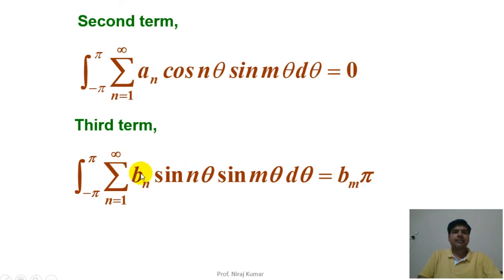The third term is bn sin n theta sin m theta d theta, which will be equal to bm pi, because for different values of n and m, the integration will be 0. So for the same value of n and m, we will have integration. Let us say for n equal to 1 and m equal to 1, we will get b1 here. Similarly, if we take n equal to 2, this will become b2 pi, and for n equal to 3, this is b3 pi. So in general, the integration is bm pi.